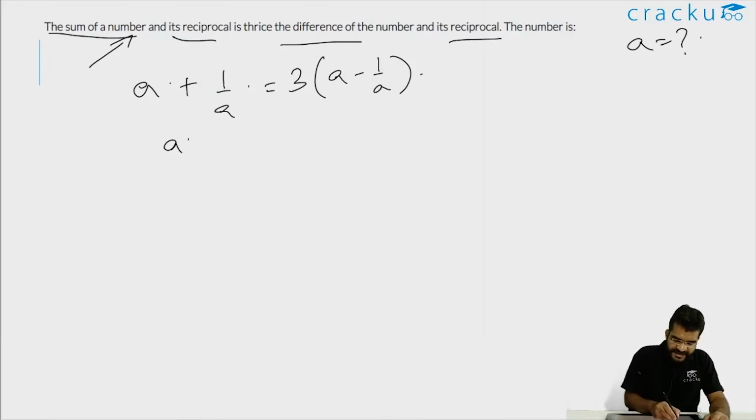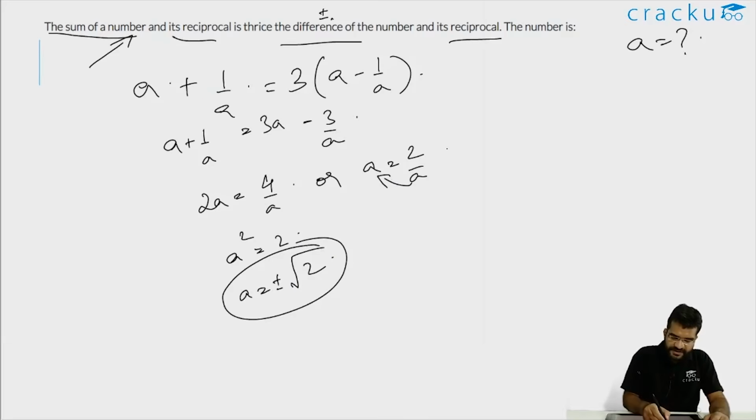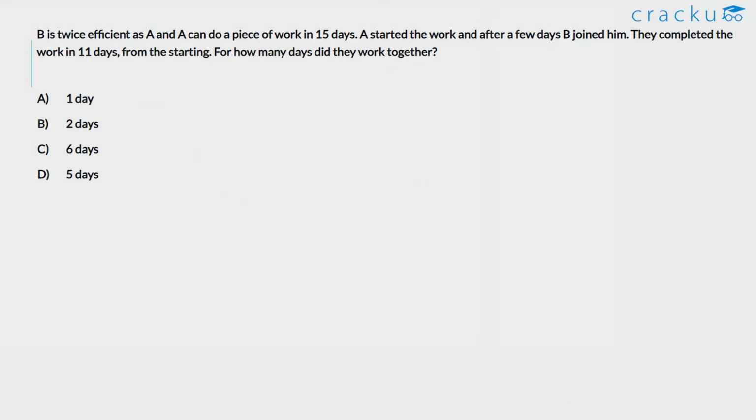So this means that a plus 1 by a is equal to 3a minus 3 by a, or 2a is equal to 4 by a, or a is equal to 2 by a. We can conclude that a square is equal to 2 by cross multiplying a to the other side, or a is equal to plus or minus square root of 2. So the required answer is plus or minus square root of 2.